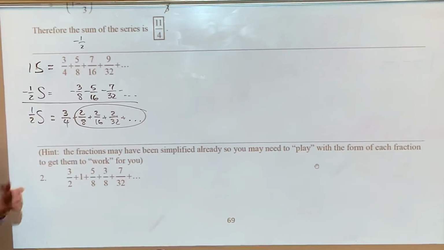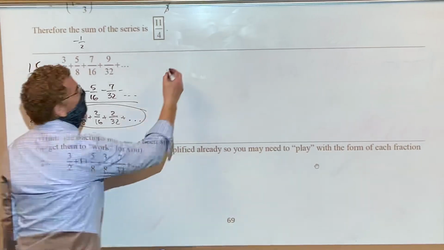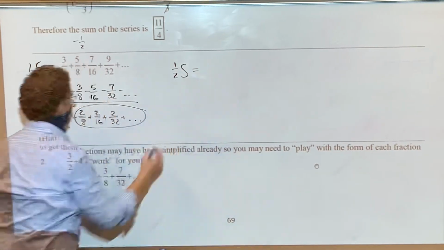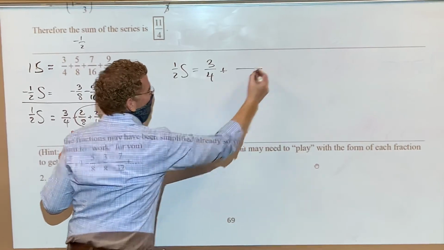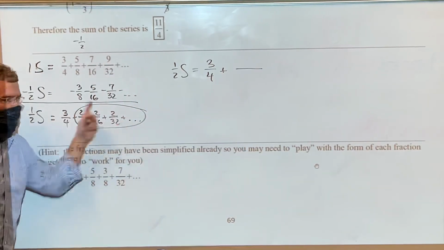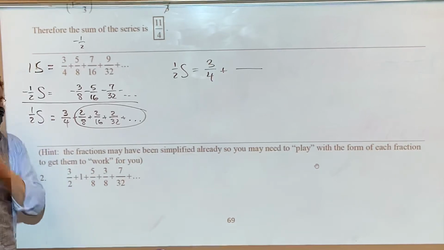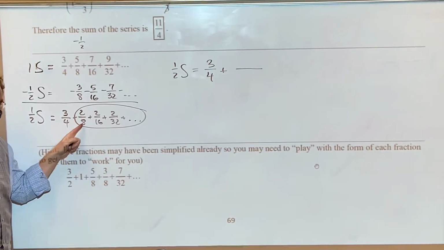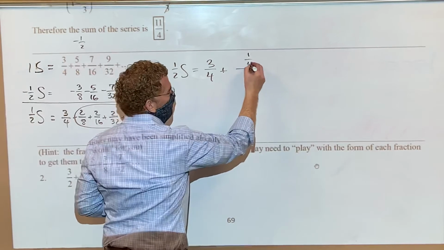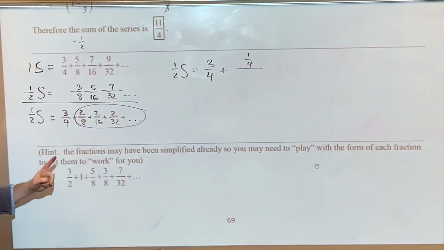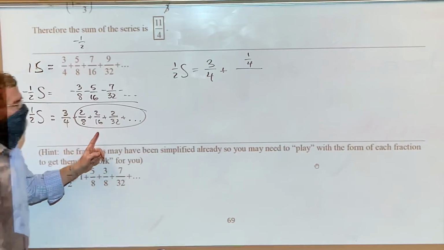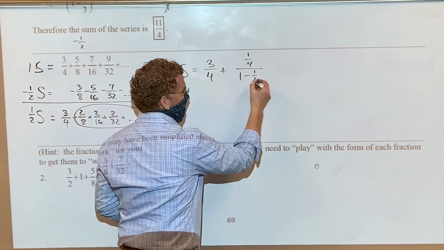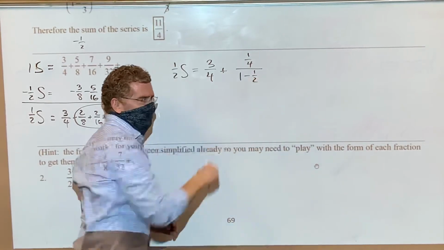An infinite geometric sum. So how do I do this? I'm going to copy the 1/2 S over, copy the equals, copy the 3/4, and then I'm going to use my infinite geometric sum formula to add this part up. So how do I do that? I take that first term, which is 1/4, and I divide it by what? 1 minus r. It looks like the ratio is 1/2. So I go divided by 1 minus 1/2.